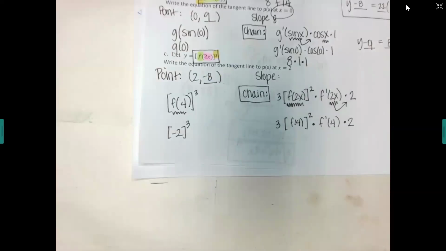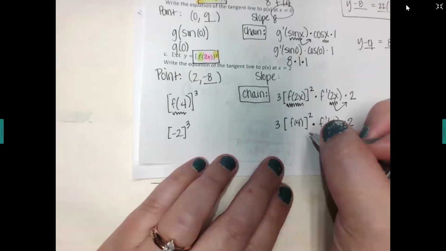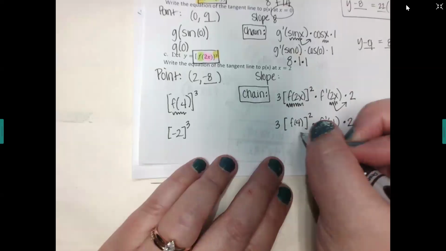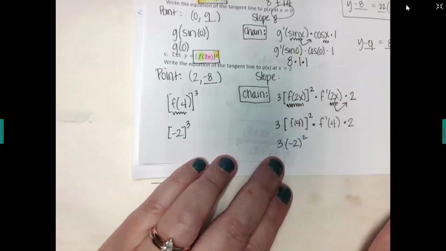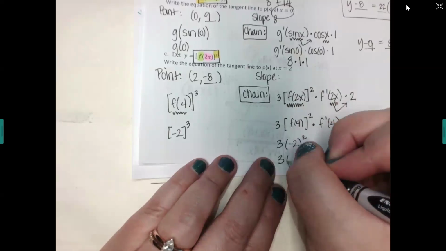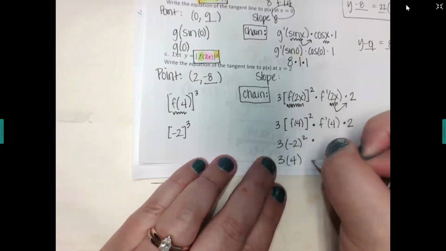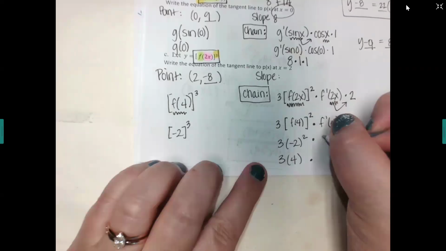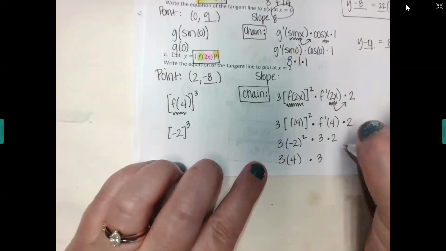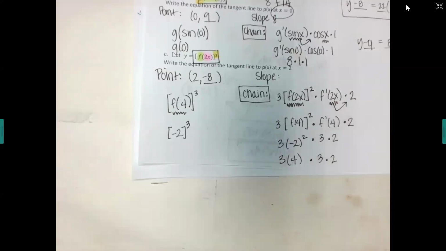What is regular f of 4 if I pull it from the chart? It's -2. Okay, and what is -2 if I square it? 4, very good. So I have a 3 times a 4. Now let's find f prime of 4. F prime of 4 is 3. And then times the 2 from the chain. And then you're just literally going to multiply those out.